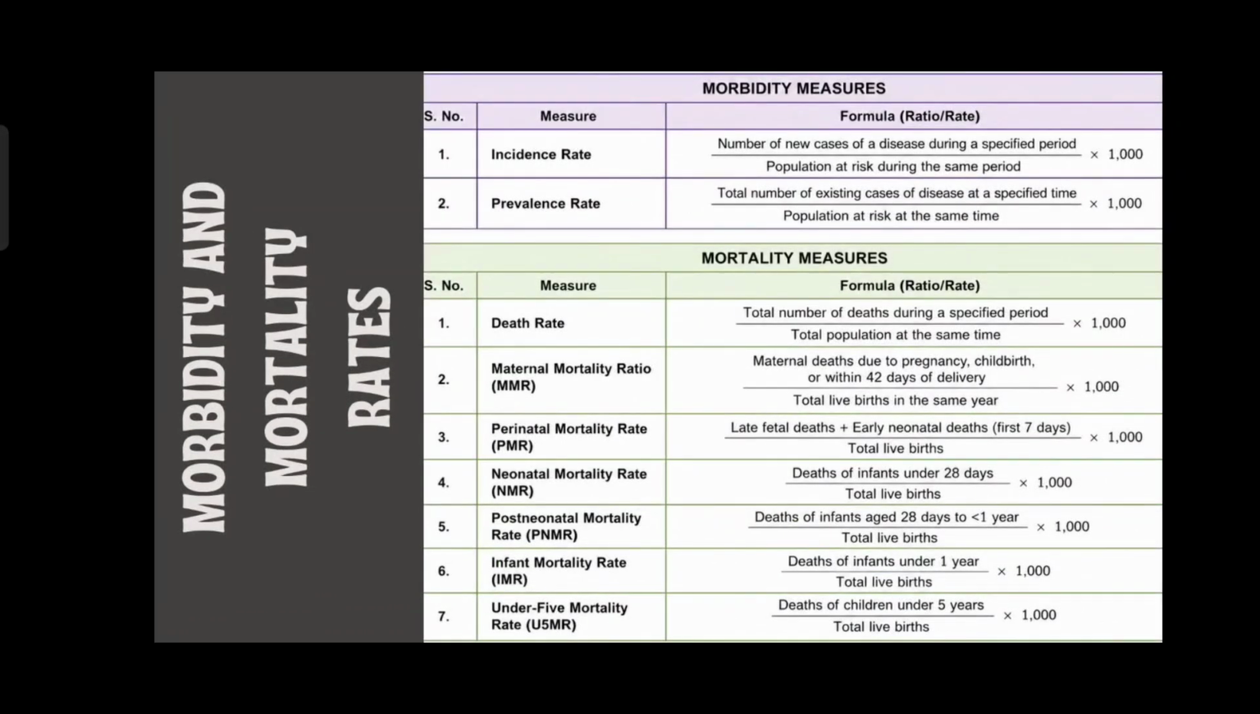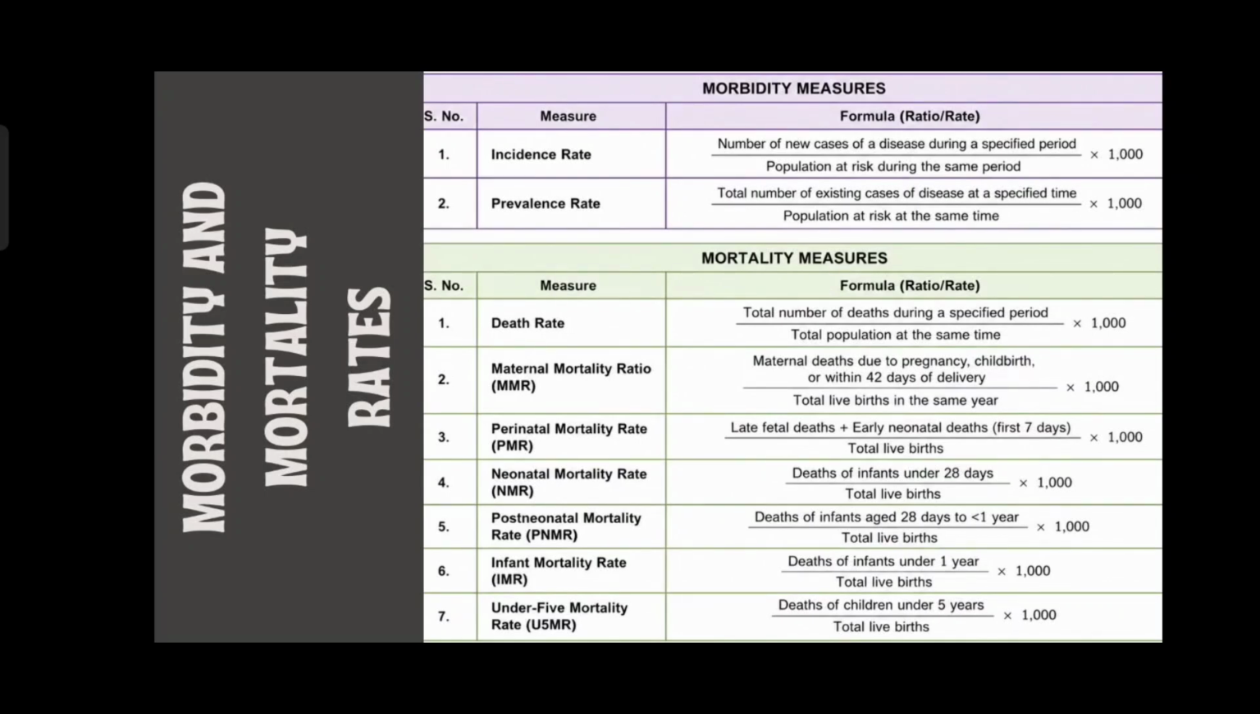So, the first one is morbidity measures. Under the morbidity measures, two measures are coming. That is incidence rate and second one is the prevalence rate. Incidence rate means it is the number of new cases only. But the prevalence rate means it is the total number of existing cases.